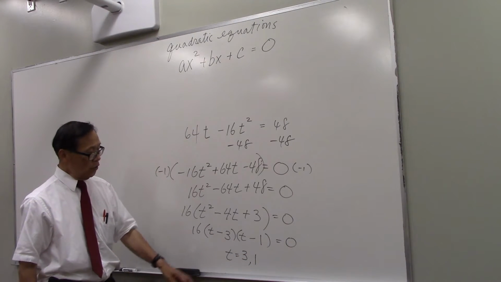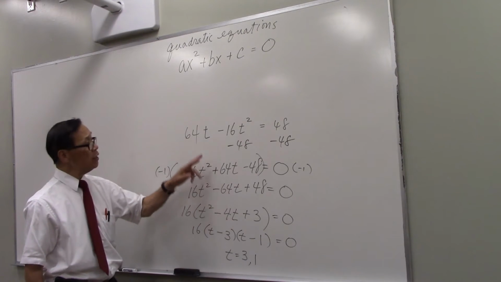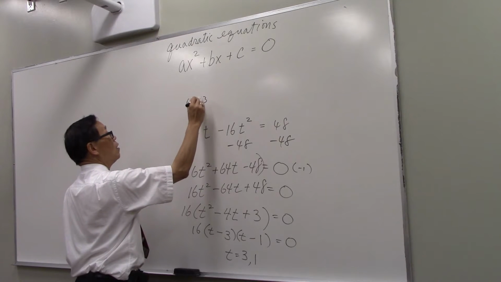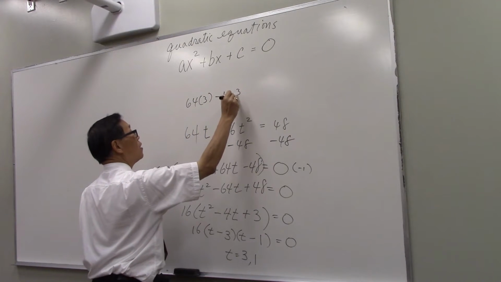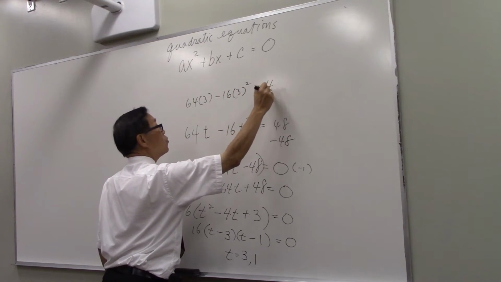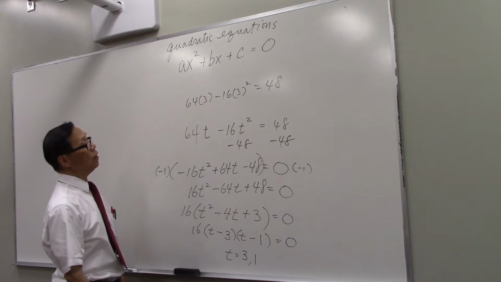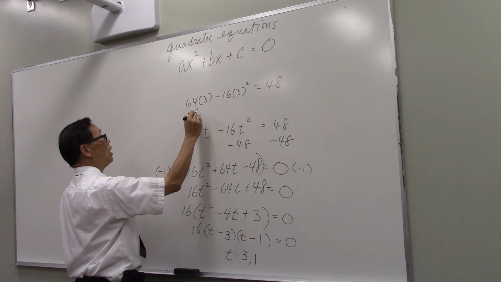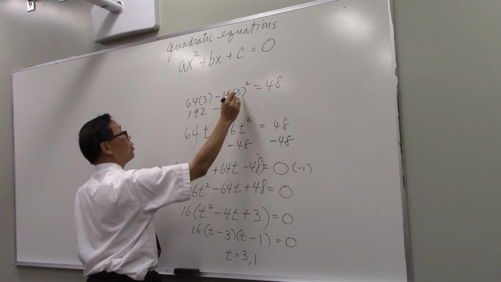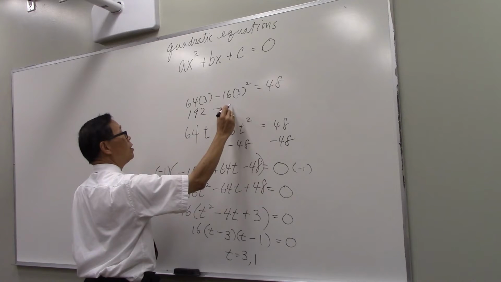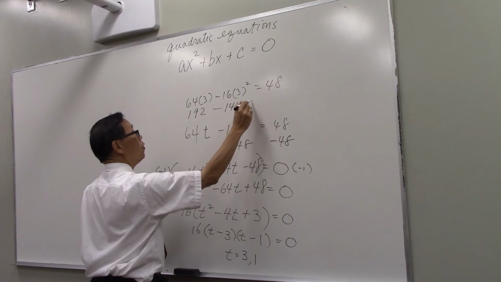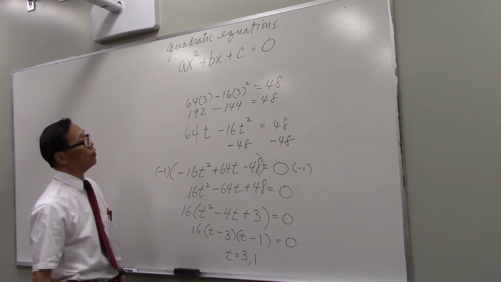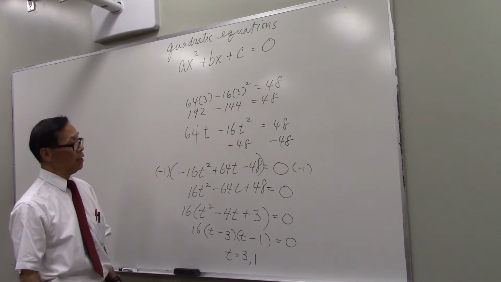Okay? So at 3 seconds, we're just going to double check: is this a true statement? Well, 3 times 64 is going to be 192. 3 squared is 9. 9 times 16 is 144. And sure enough, 192 minus 144 is 48.